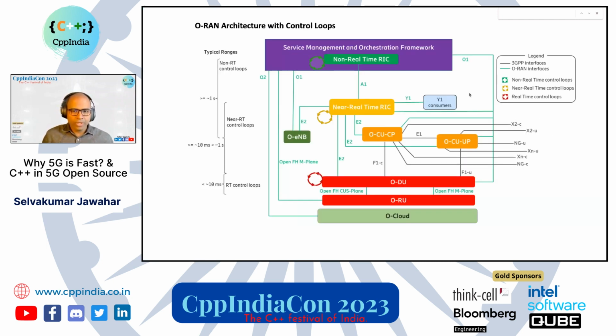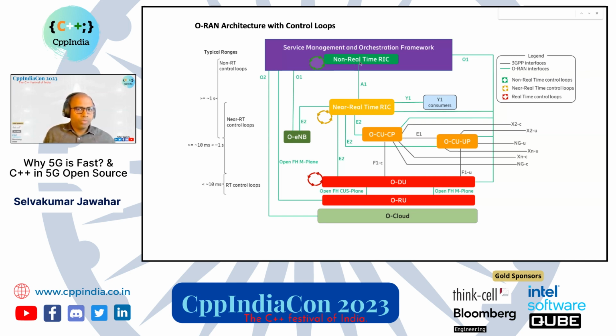So this is the ORAN architecture. Don't get overwhelmed by it. Let me break it down. The heart of ORAN is something called the RIC, which is the RAN Intelligent Controller. And there are two types of RICs. One is the non-real-time RIC, and the other one is the near real-time RIC. Why is there a non-real-time and a near real-time?